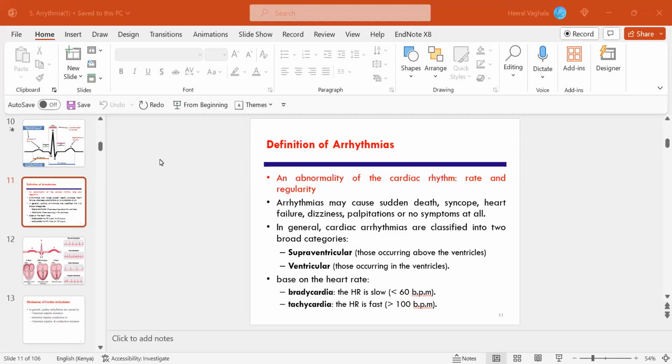Okay, so we'll start with arrhythmias. There are two types of arrhythmias, the ones that are occurring above the ventricles and the ones that are occurring in the ventricles. And if we're talking about based on the heart rate, then it's either bradycardia or tachycardia. And arrhythmia is just abnormality in the cardiac rhythm.